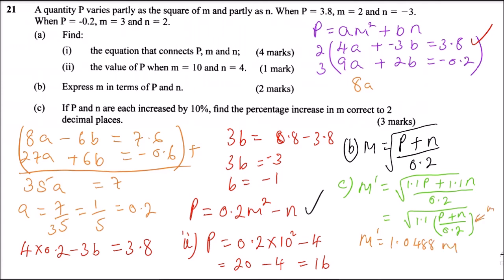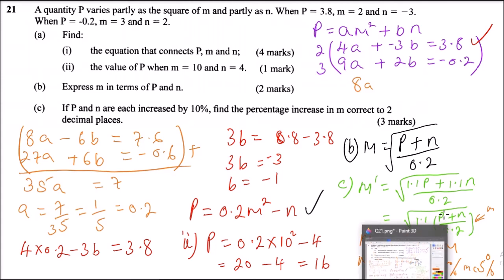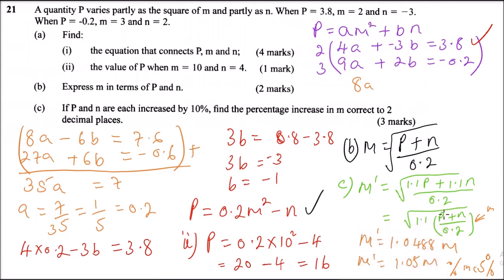So this is our new m, to 2 decimal places, 1.05 of old m, meaning that m was increased by a percentage increase of 5%. So that's how you get the increase in m, and you get your 10 marks.